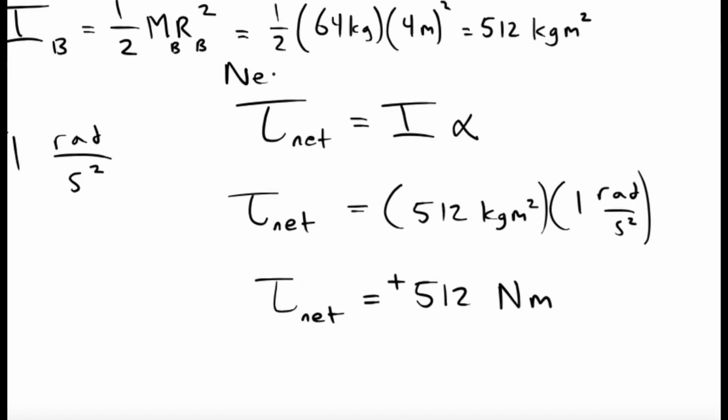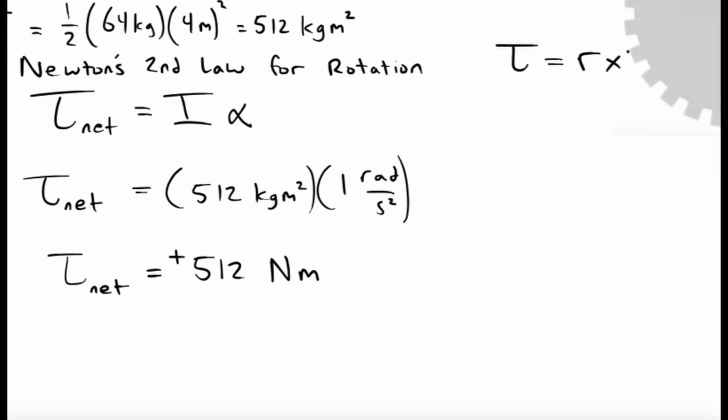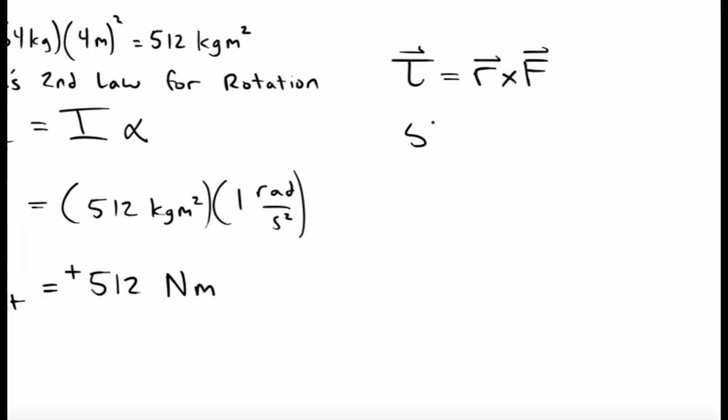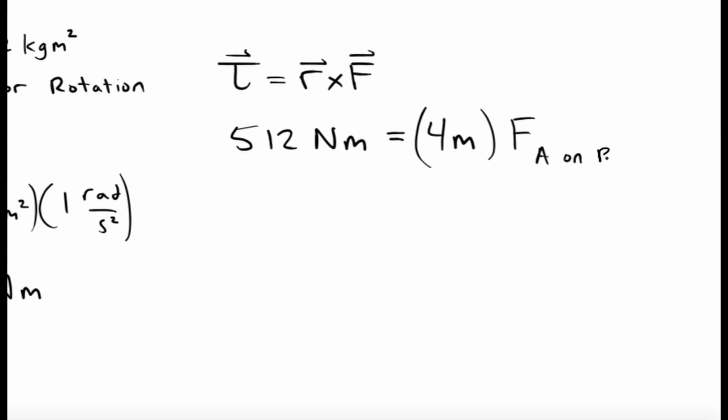The reason I can is because I would now use the other torque formula. This one's Newton's second law, but we also have another formula, and that's just the definition of torque being a cross product of R and F. So we know what the torque needs to be, 512 Newton meters. We actually know the radius of the gear is 4 meters. I could find the force of A on B.